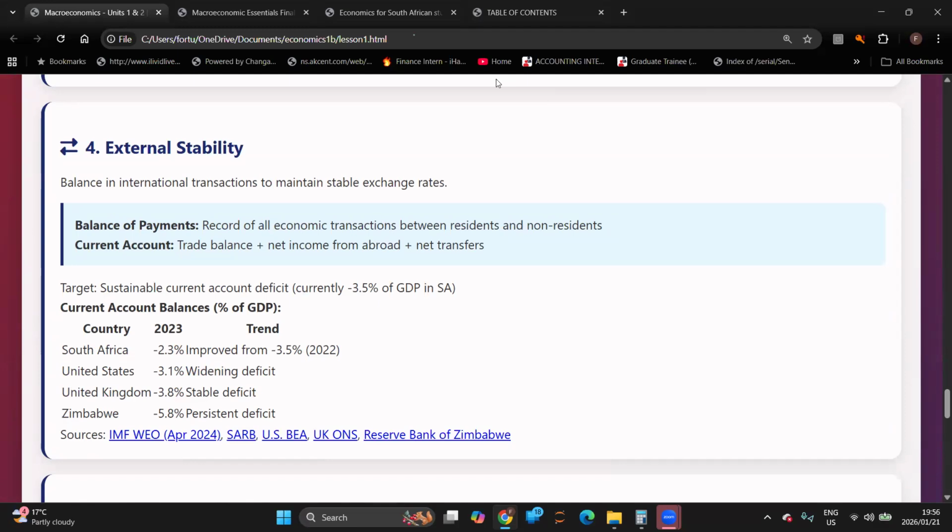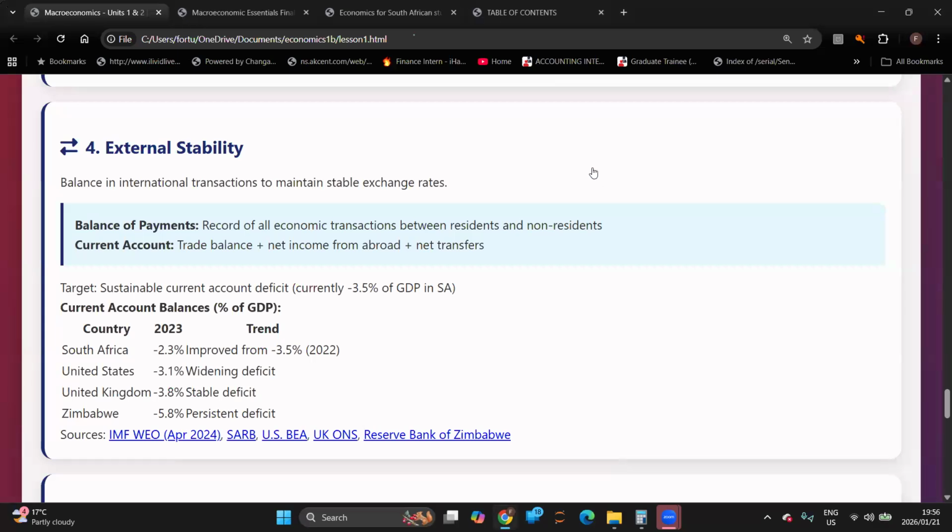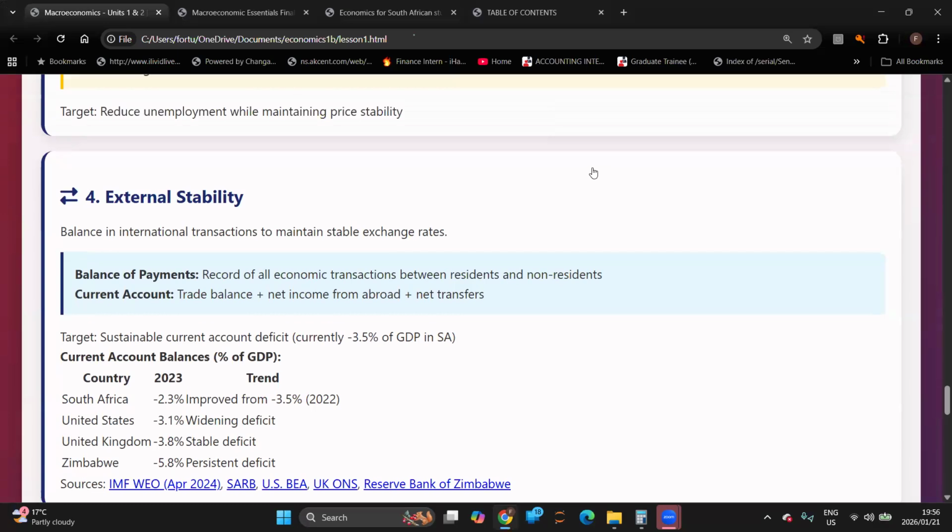Okay, so I saw a question that I did not answer. Let me just answer it here. Our circular flow, is it only focusing on the closed economy? Yes. The one that we introduced earlier on was focusing on a closed economy. Now I have to answer this as we are approaching external stability.